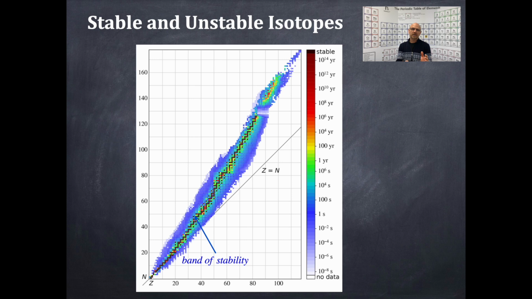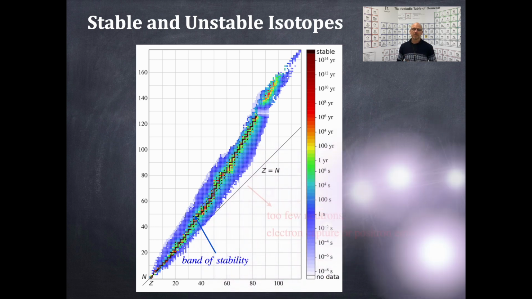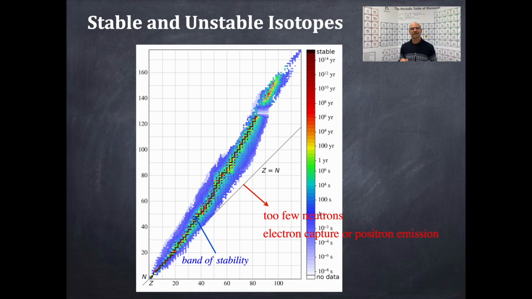Based on this graphic of all the elements and all the different isotopes that there are, we can actually give some idea as to what kind of nuclear decay will occur. If you are below that band of stability, then you have too few neutrons, and you're going to go through electron capture or positron emission. These are two different types of radioactive decay that we are not discussing in this general chemistry course, which we do in the honors chemistry course. So you might want to look at that.